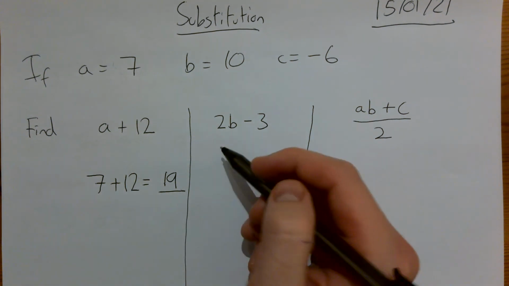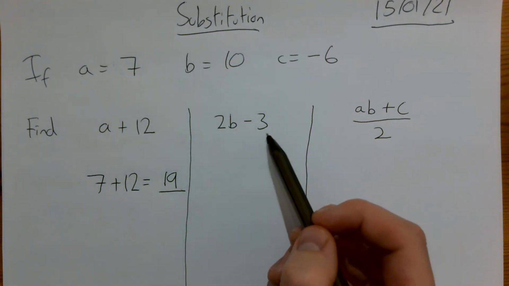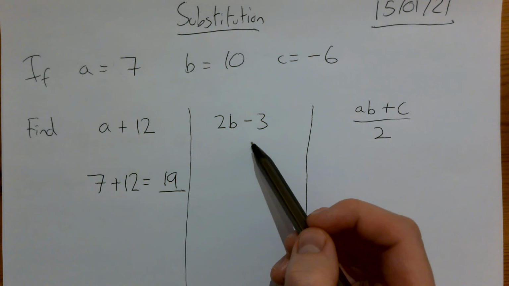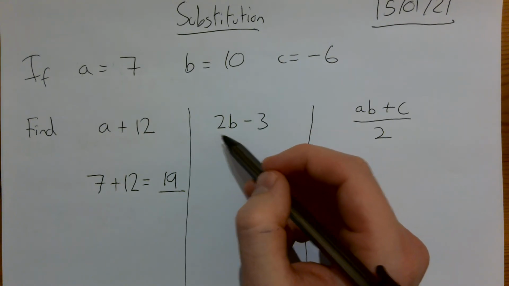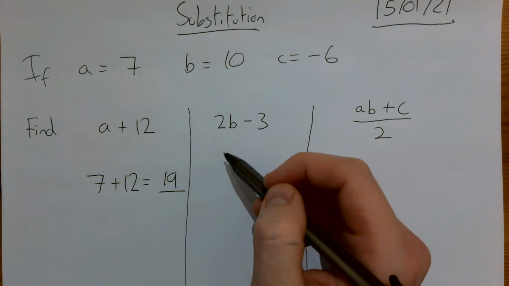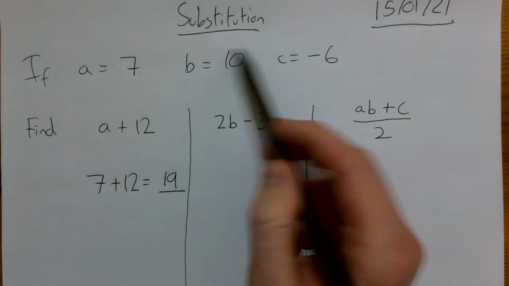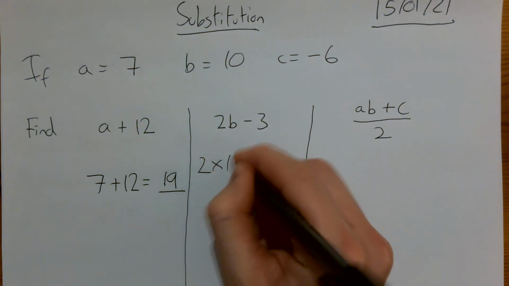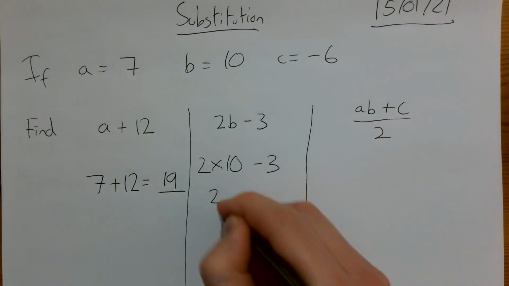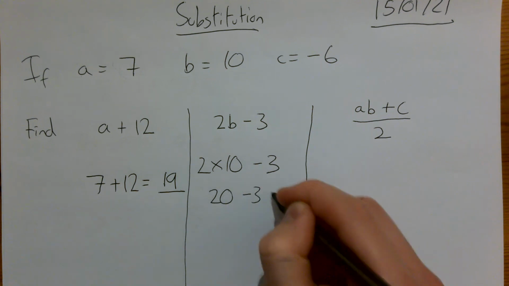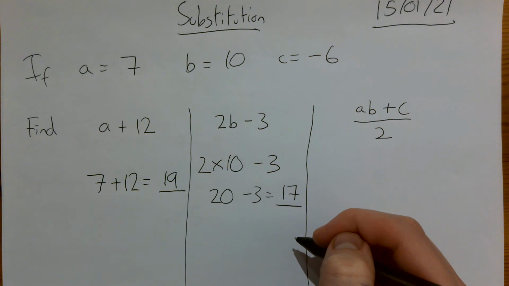Next one then, I'm going to substitute B equals 10 into 2B minus 3. Again, have a go if you can, pause the video and come back to check, or just watch a little bit if you need to. So 2B means two lots of B, but I'm subbing out the B and subbing on the 10. So I'm going to put 2 lots of 10 minus 3. 2 lots of 10 is 20, so it's 20 minus 3, which equals 17, when I substitute in 10 into that one.